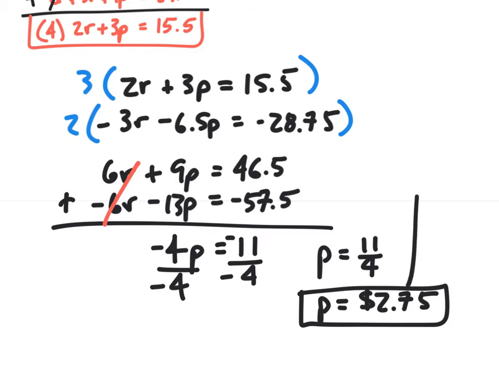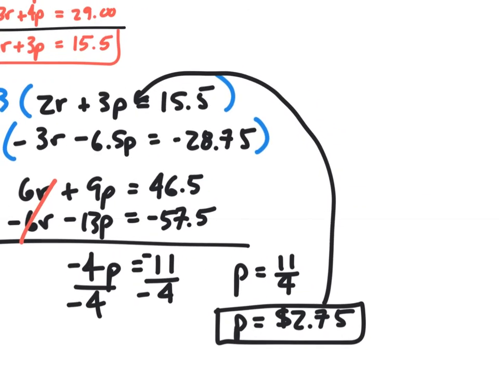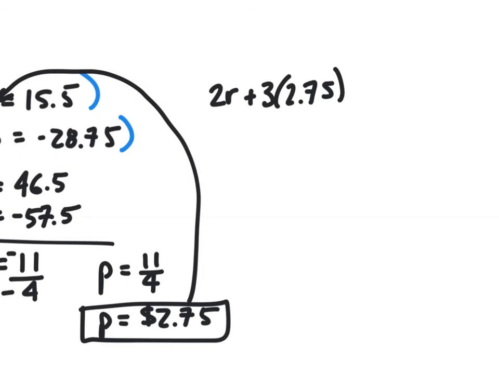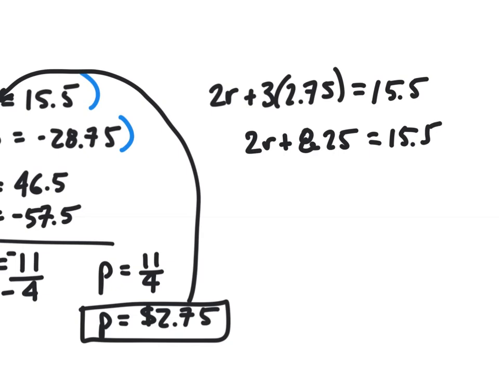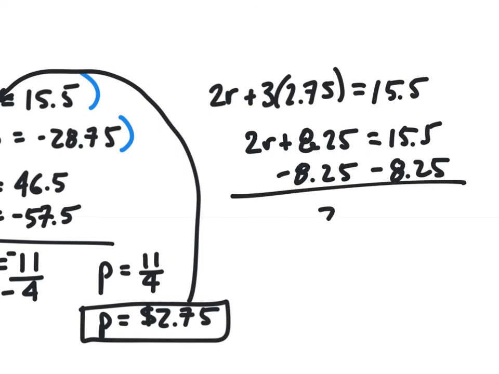Okay, now I can take this value for P and plug it back into one of these equations. I'll do the top equation, it doesn't really matter, to solve for R. So I've got 2R plus 3 times 2.75, and that's equal to 15.5. Multiply that by 3, so we get 2R plus 8.25 is equal to 15.5. Subtract 8.25 from both sides, so we get 2R is equal to $7.25.